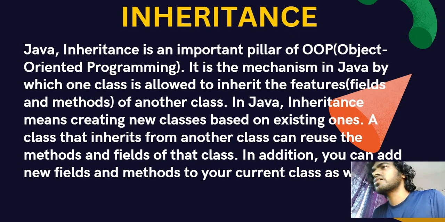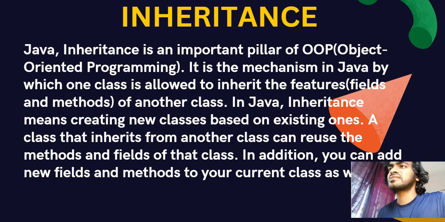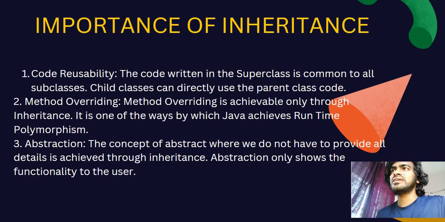Okay, now coming here, it says that in Java, inheritance means creating a new class based on the existing ones. So we are creating another class as per our previous one. In addition, you can add new fields and methods to your current class as well. So on the basis of this, you can add some new field or method as per requirement. Whatever we have defined in the parent class, you are creating a new class from it and transferring the property. So these are the basic motto of inheritance.